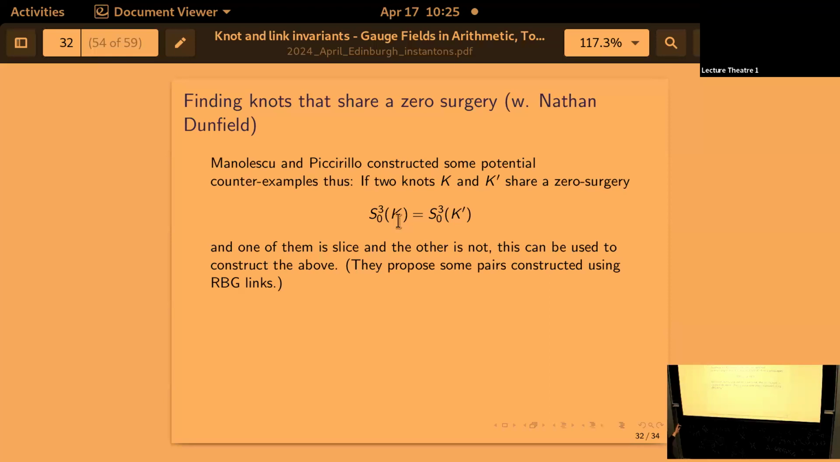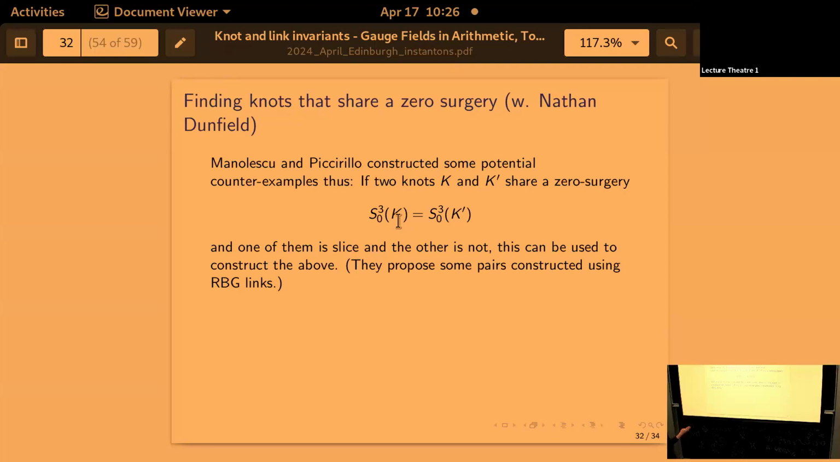then basically, if you can show that one of your two knots that share a zero surgery is slice and the other is not slice, then you can actually construct one of these homotopy 4-balls. Basically, you take the knot trace, which is a 4-manifold coming from one of your knots, and you glue it to some 4-manifold coming from the other knot, and that gives you basically a homotopy 4-ball.